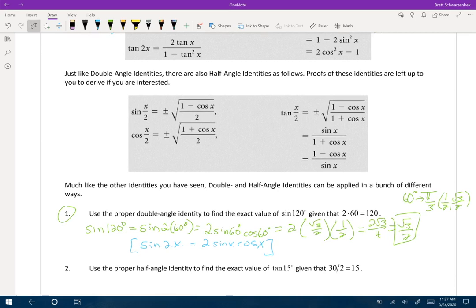Now note, this problem could have been done using a regular unit circle because 120 is actually a family member of the pi over 3 family. It's actually going to be 2 pi over 3. So just so you know, it could have been done otherwise, but there are other problems where it could not have been done otherwise. I'm just using this as an example of the result.